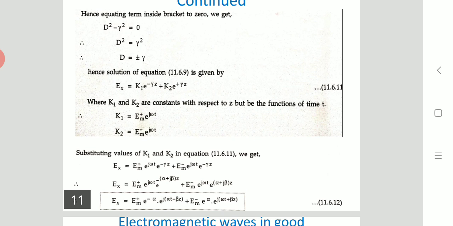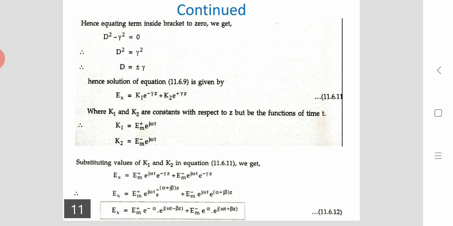Substituting the values of k1 and k2 in Ex, we get Em plus e raised to minus alpha z into e raised to j into bracket omega t minus beta z, plus Em minus e raised to alpha z into e raised to j into bracket omega t plus beta z. This is 11.6.12. So these are the equations we get in the case of electromagnetic wave propagation in lossy dielectrics. Thank you.